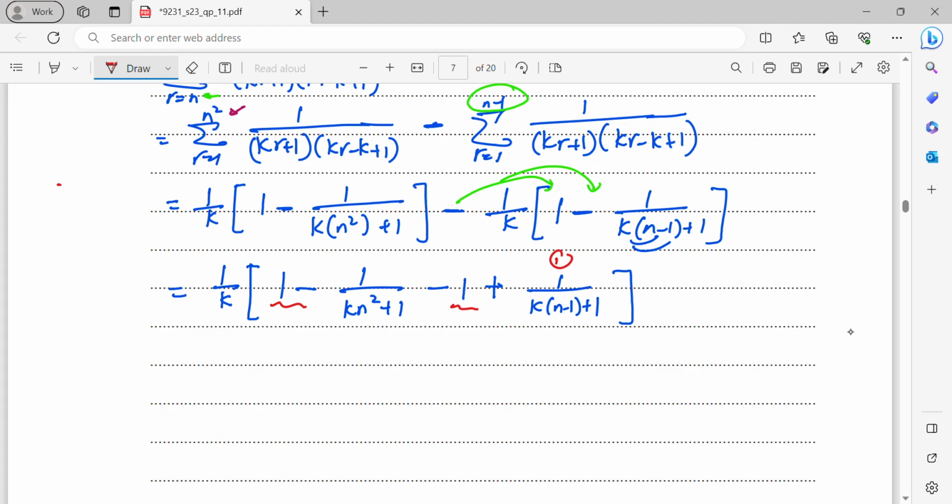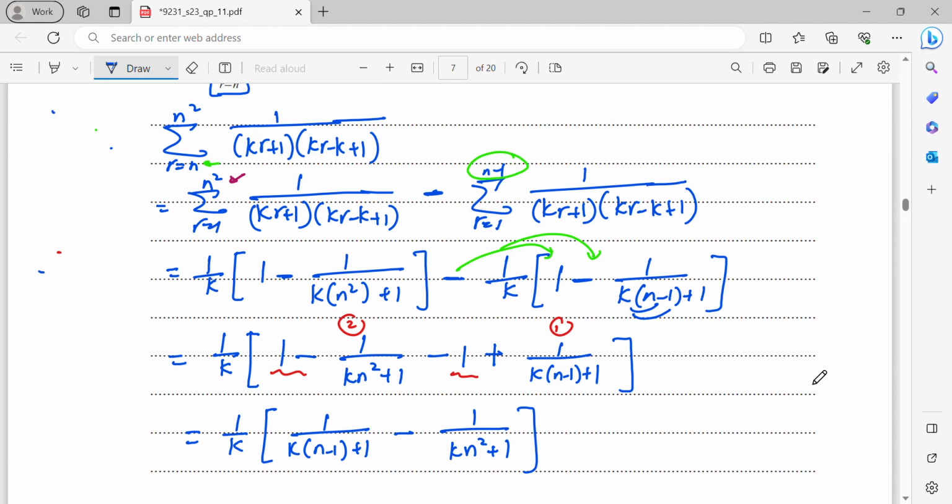This is the first term inside the bracket, and this is the second term inside the bracket. So the final answer is 1 over k bracket 1 divided by k of n minus 1 plus 1, then minus 1 over kn squared plus 1. That is our solution for this question.